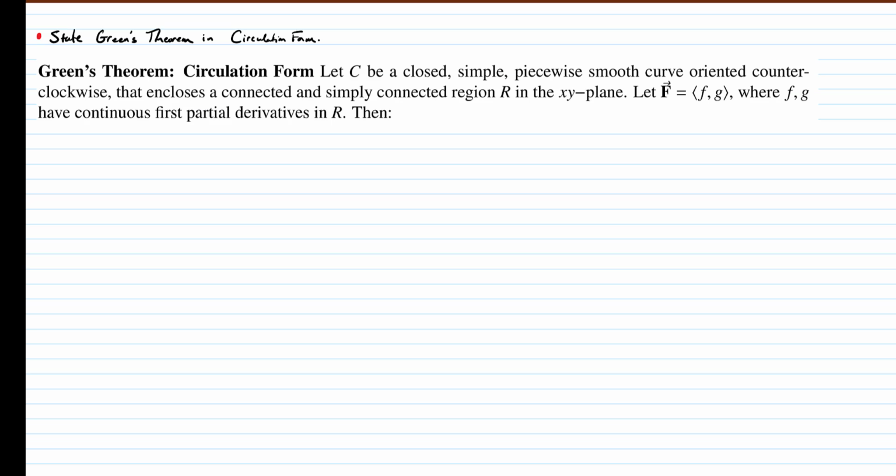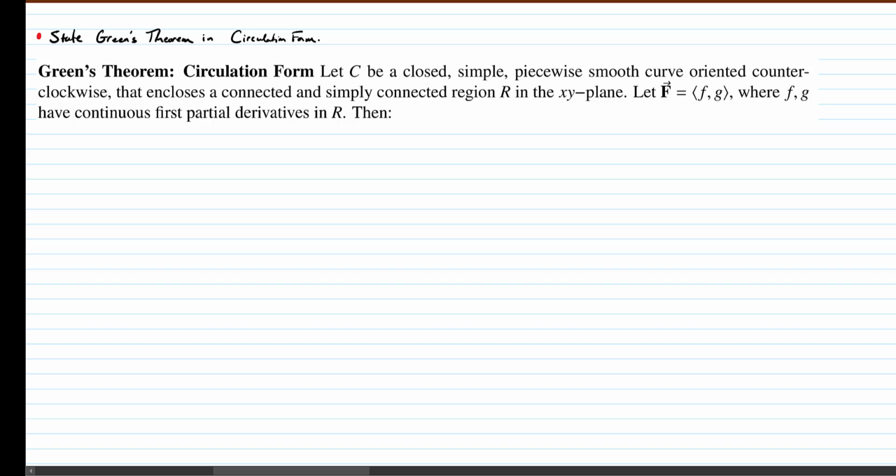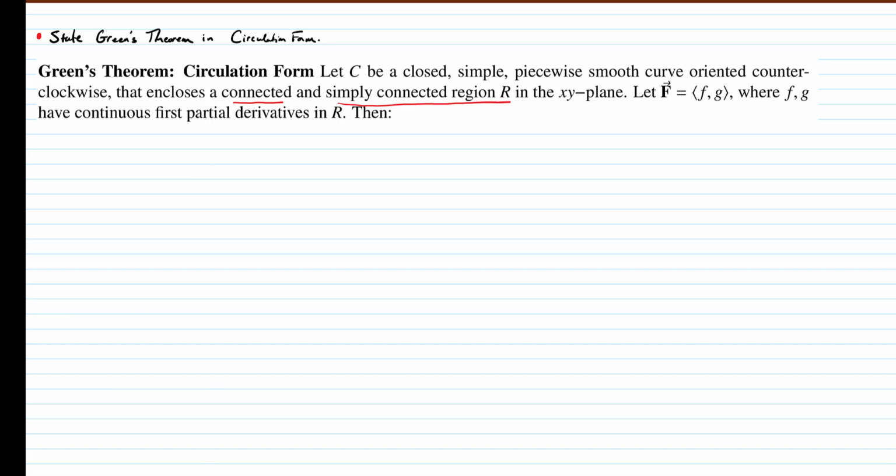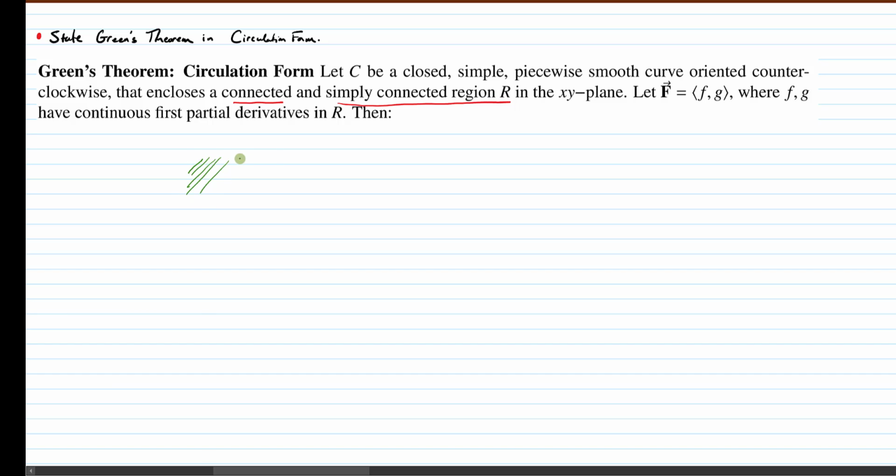So folks, our next goal is to go ahead and state Green's theorem in circulation form. So let's go ahead and give the preamble to that theorem. So here's the run-up to Green's theorem. It says, first of all, that we're going to be dealing with a connected and simply connected region R in the xy plane. So that could be some region that, I don't know, maybe looks like this.